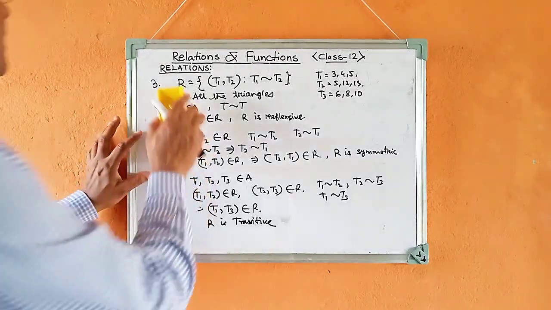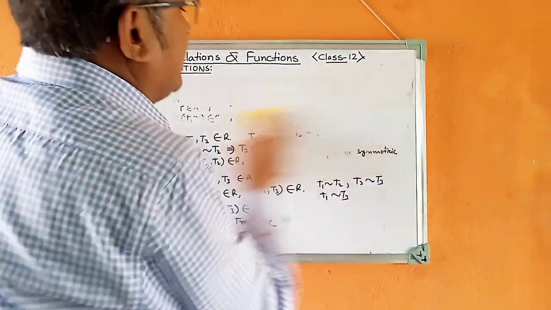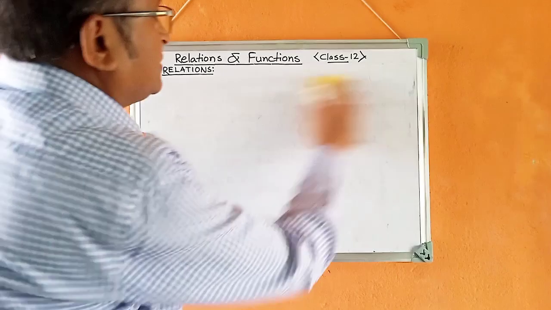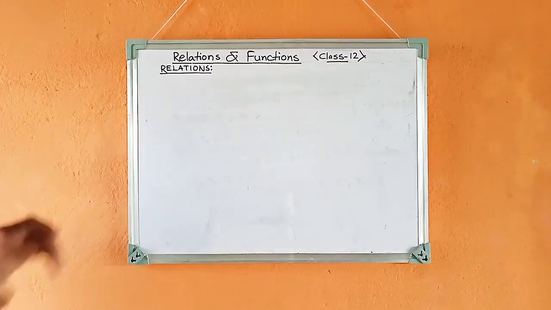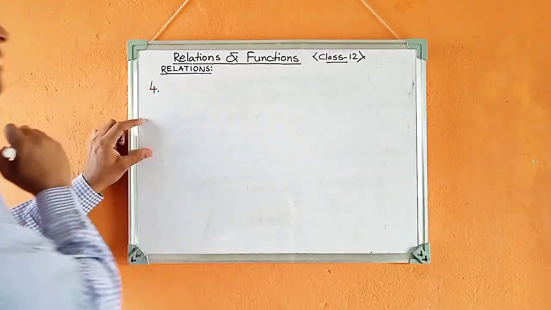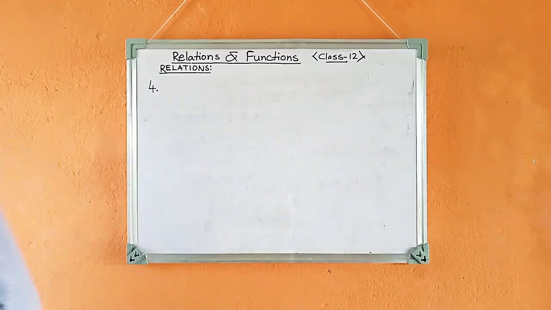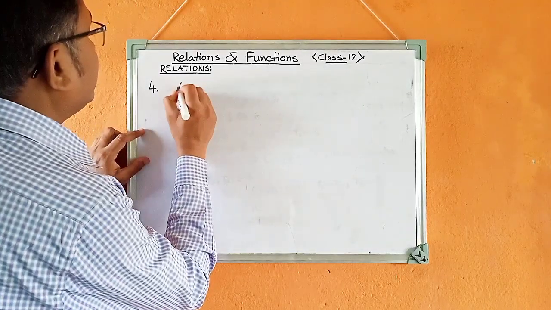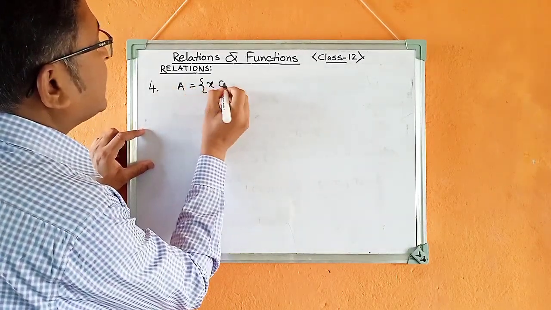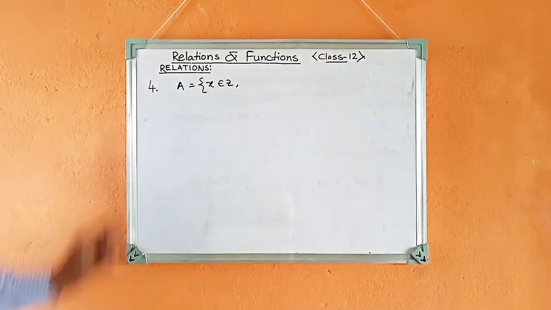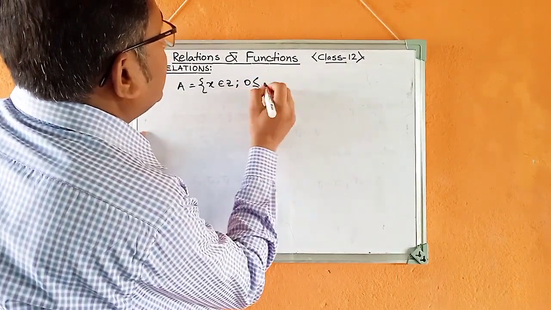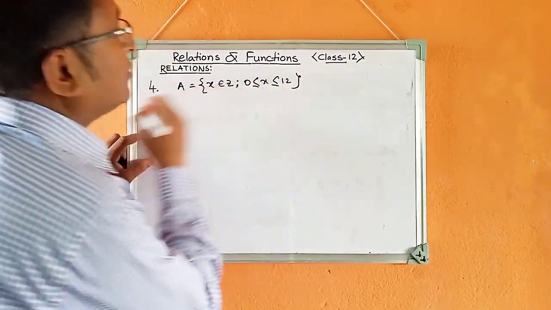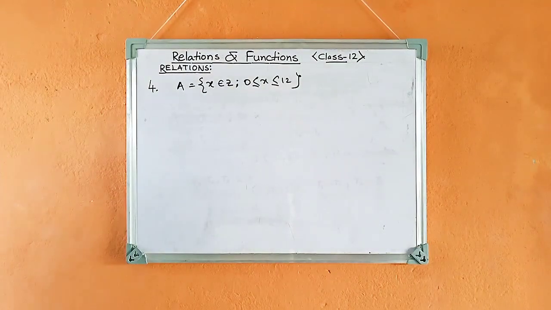Now come to the next example. Example number 4. Listen carefully. Listen to the question first. Let A equal to {x belongs to Z}, where Z means integers, such that 0 is less than or equal to x, less than or equal to 12.